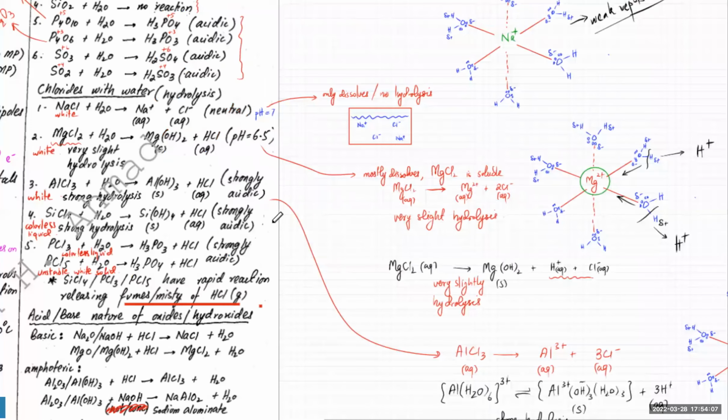So you clear, remember this, what happens to each of the chlorides when you add them in water across the period, the hydrolysis becomes stronger and stronger. Clear?